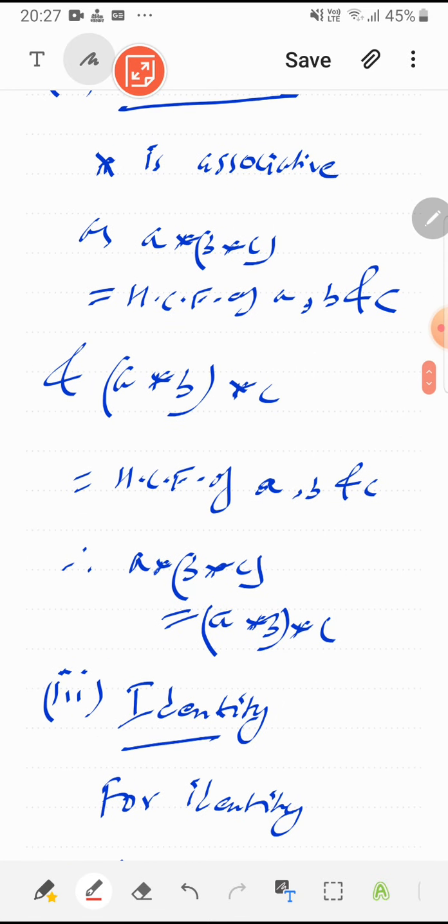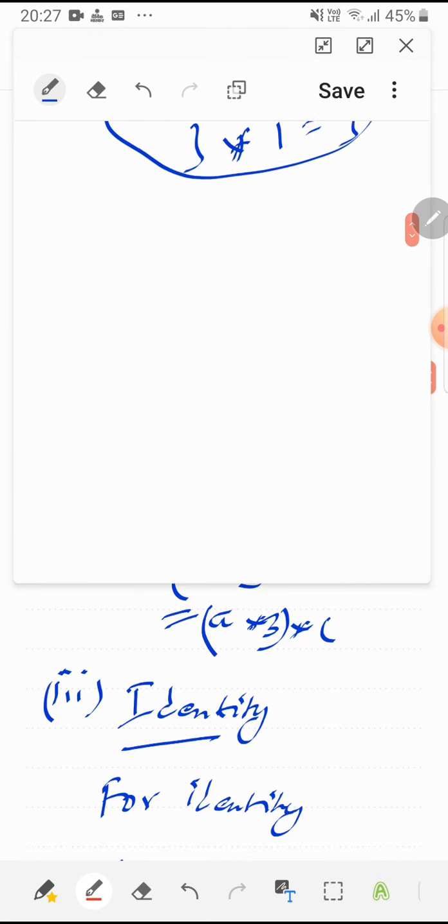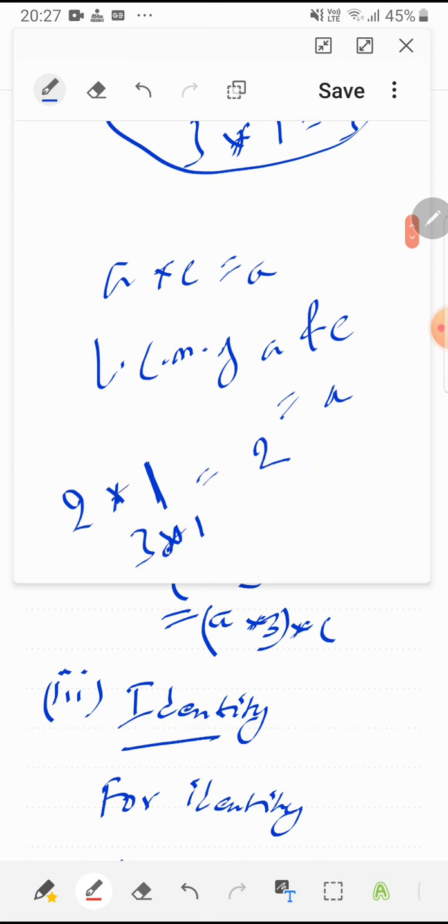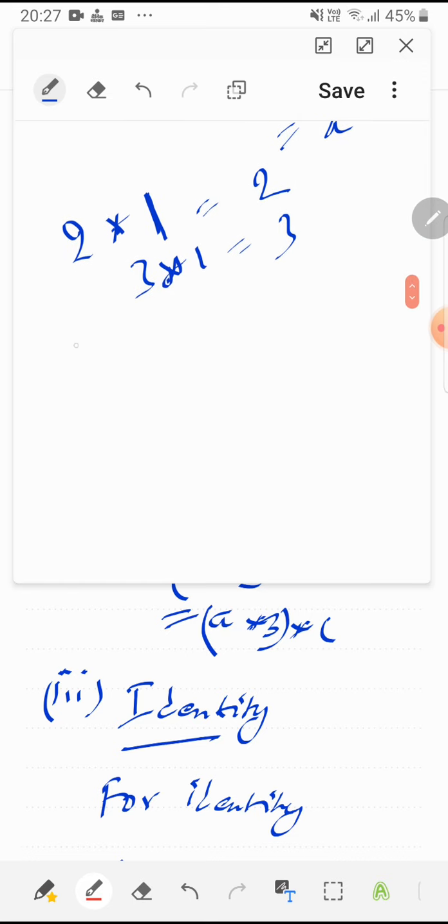Now in case of identity, A star E should be equal to A. That means LCM of A and E should be equal to A. So there is one element, 1, because LCM of 2 and 1 is 2, 3 and 1 is 3 and so on. So that is why LCM of any number with 1 is that number. So 1 is the identity of LCM.